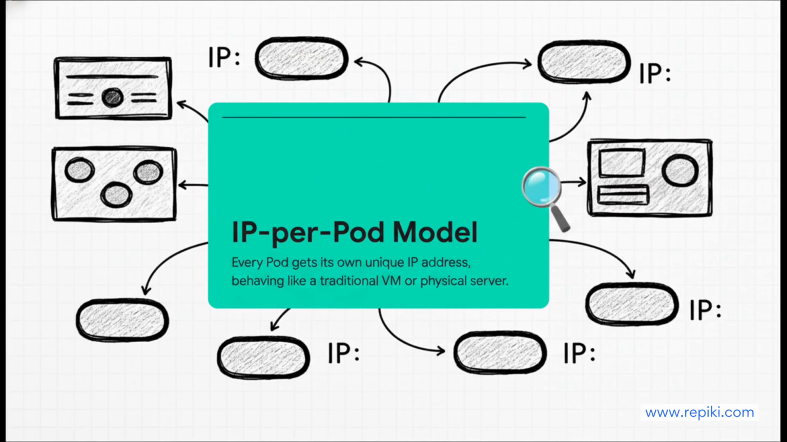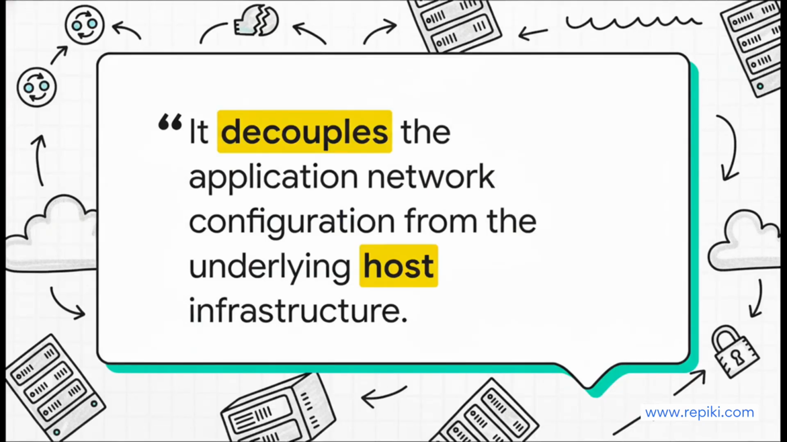Networking became intuitive again. This quote right here, it nails the strategic genius of the model. By giving each pod its own IP, Kubernetes completely separates the application from the physical machine it happens to be running on. Your app can get moved anywhere in the cluster, and its network identity, its IP address, stays exactly the same. That is the very foundation of cloud-native portability.